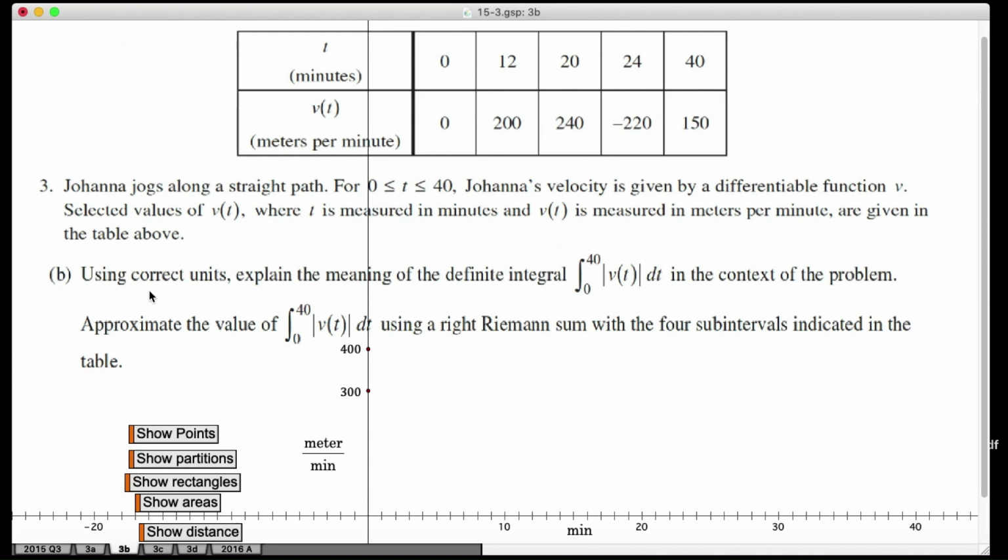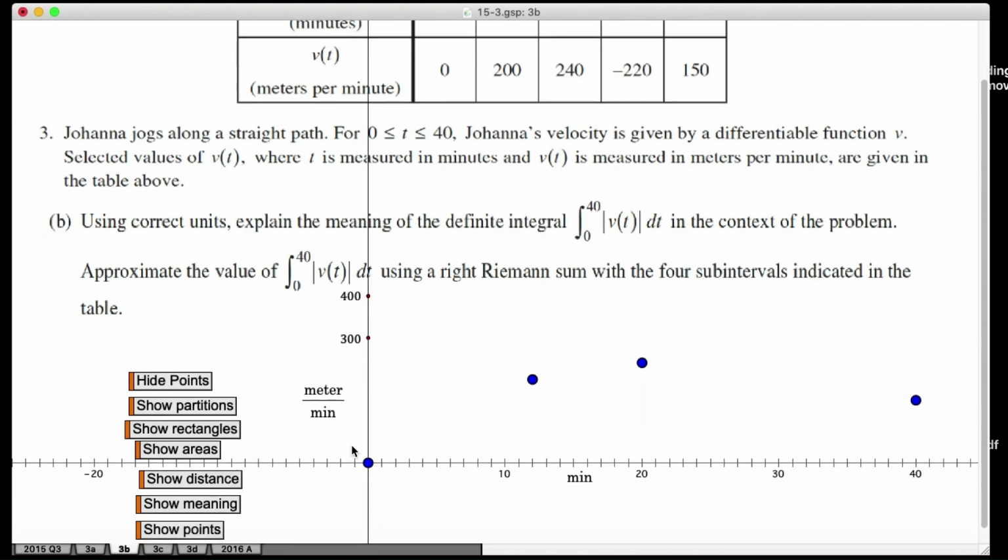Part B says, using correct units, explain the meaning of the definite integral of the absolute value of the velocity in the context of the problem, and approximate the value of this definite integral using the right-Riemann sum with 4 subintervals indicated in the table. Okay, so let's see what it is. When you do these kind of questions, it's a good idea to always roughly plot your points to get a visual of what's going on. So here's our 5 points.